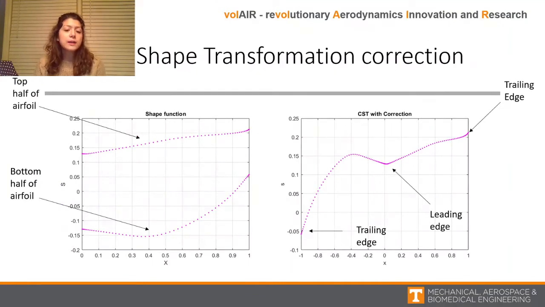Next, I added the correction to the shape graph. As you can see on the left, it isn't continuous, so it's harder to alter the geometry. On the right graph, I multiplied the lower surface by -1 to get a continuous function. This makes it easier to make changes to it.